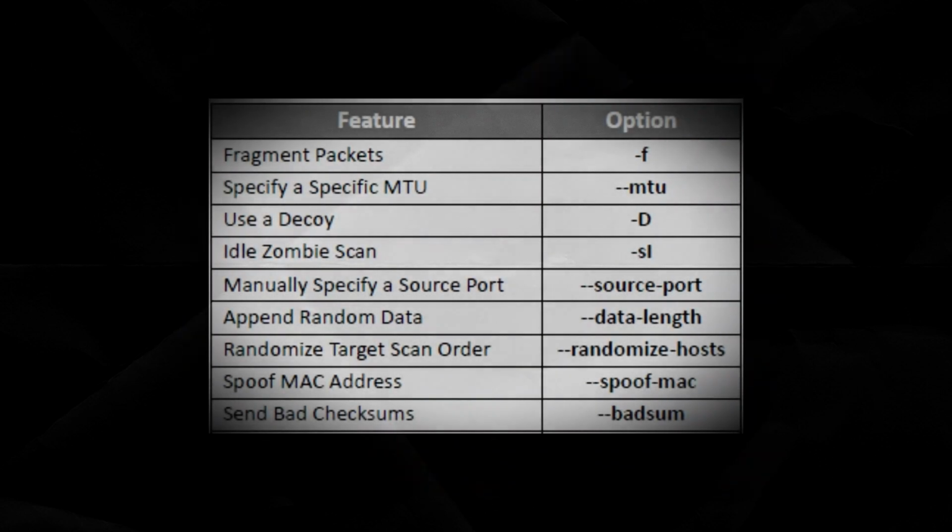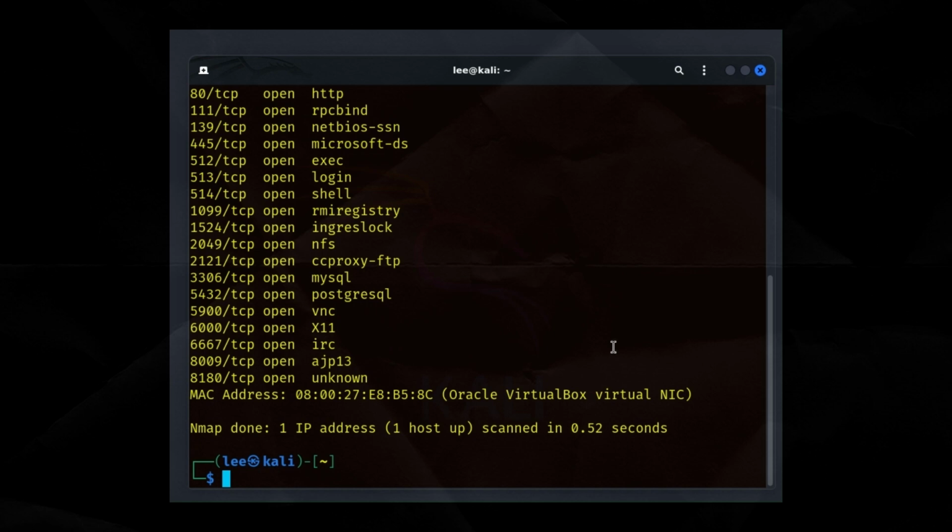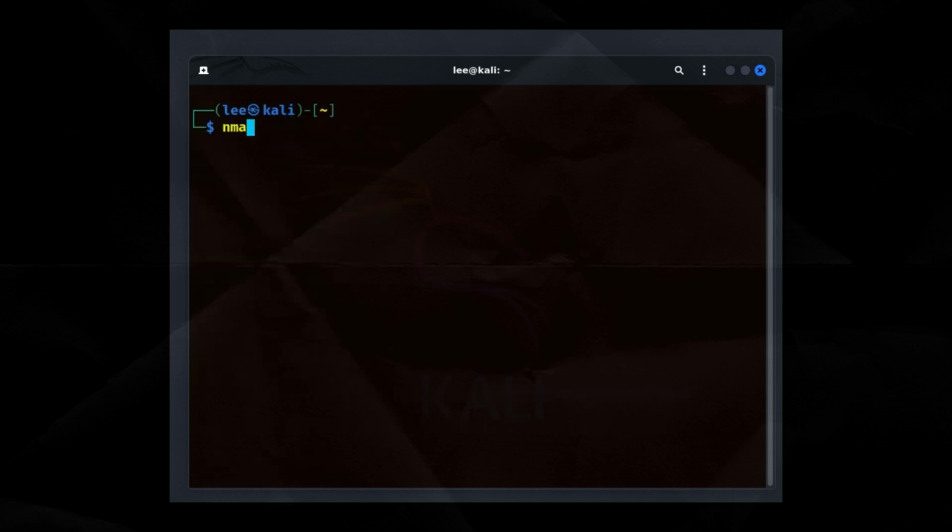Use a decoy. In Nmap, a decoy scan is a technique used to conceal the true source of a port scan by introducing additional IP addresses that appear to be scanning the target alongside the actual scanning host. The purpose of a decoy scan is to confuse network defenders and make it more difficult for them to identify the true origin of the scan.